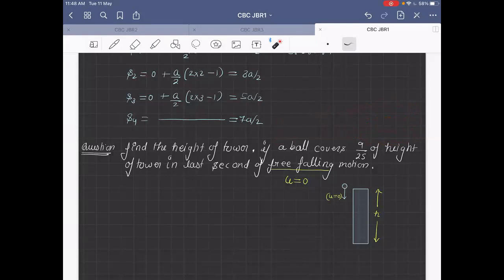The question is very simple. The ball is dropped. It will take some time to reach the bottom. While it is in the last second, it travels 9 by 25th of h. In the last second, meaning in 1 second, it travels 9h by 25. You need to figure out the height of the tower.